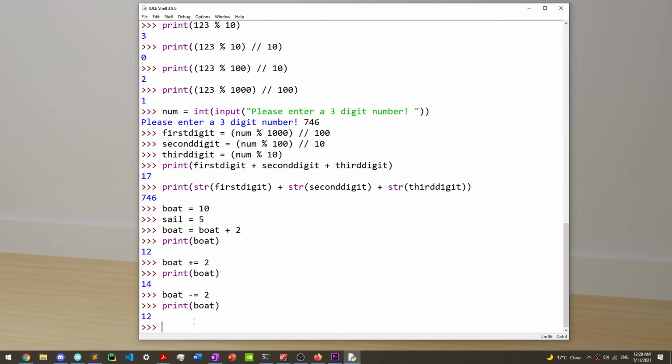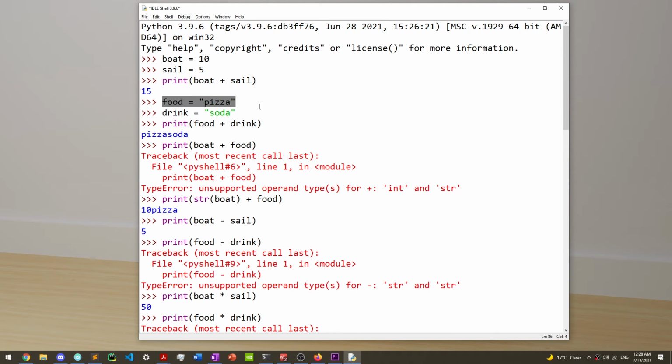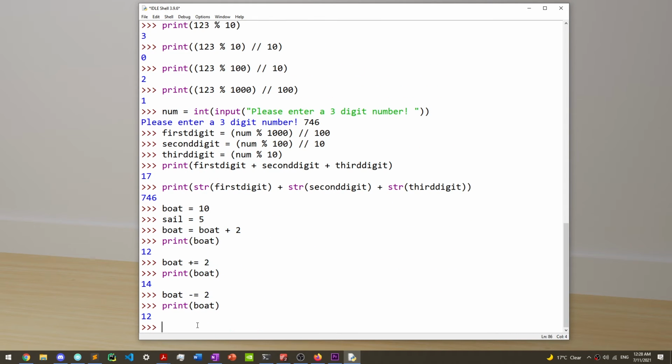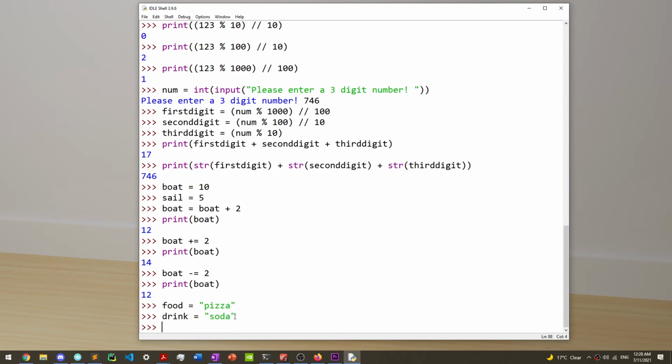So let's say we went back and looked for some food and drink. Let's actually redefine those. So food is equal to pizza, drink is equal to soda. And what we can do is we can say food plus equals drink. Now, what would this actually do? Well, this is the exact same thing as saying food is equal to food plus drink. What this would actually do is it would say food plus drink, giving me pizza, soda, and assign it to food.